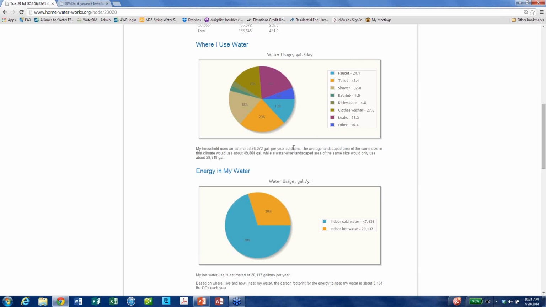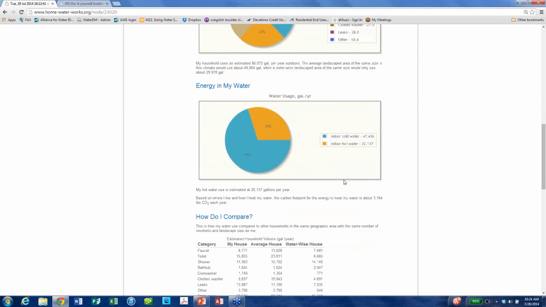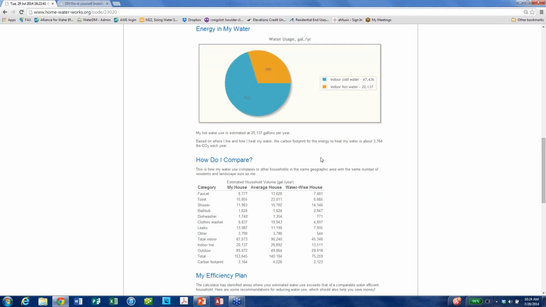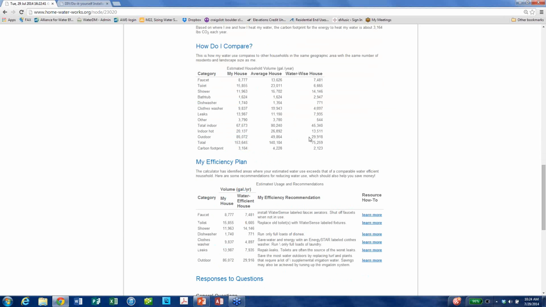So if you just break down the indoor use, here's the energy and water use that shows the indoor cold and hot water components. And then this, what I think is the most valuable part in some ways of the results, is really the comparison. So here's my house right here versus an average house in the same zip code.